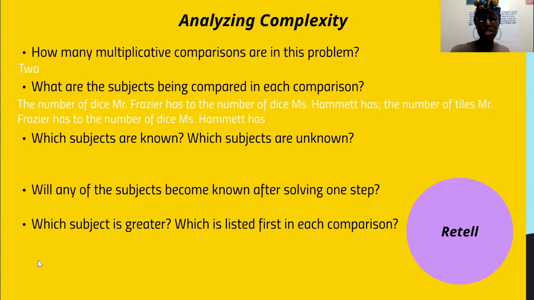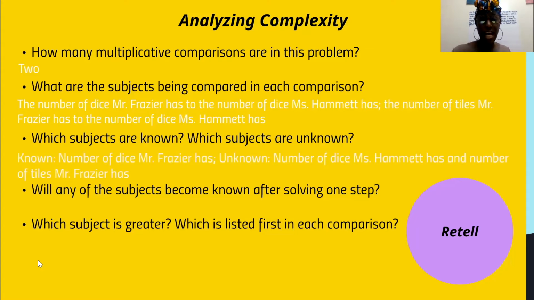The number of dice Mr. Fraser has to the number of dice Miss Hammett has, that's our first comparison. And then our second comparison, the number of tiles Mr. Fraser has to the number of dice Miss Hammett has. Now, which subjects are known and which subjects are unknown? Good job. So we know the number of dice Mr. Fraser has, but what we do not know is the number of dice Miss Hammett has and the number of tiles Mr. Fraser has or needs.